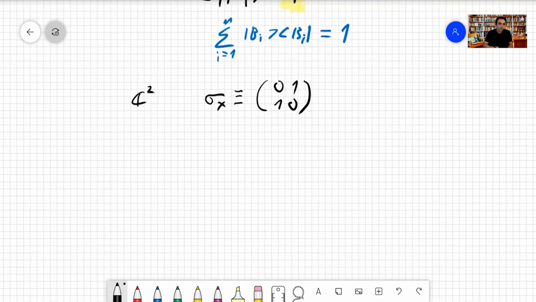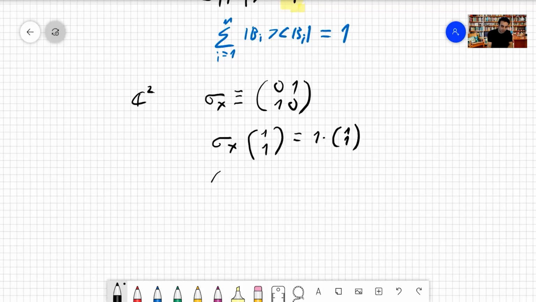So this operator has two eigenvalues, +1 and -1. And you can check that sigma x times (1, 1) is equal to 1 times (1, 1). It's equal to itself. Let's check it. First I have 0 times 1 plus 1 times 1, so that's 1, and then I have 1 times 1 plus 0 times 1, so that's again 1.